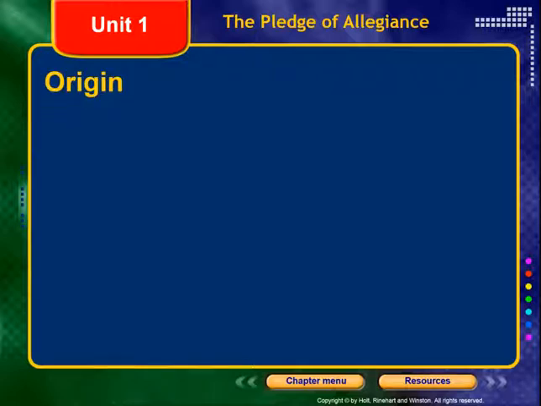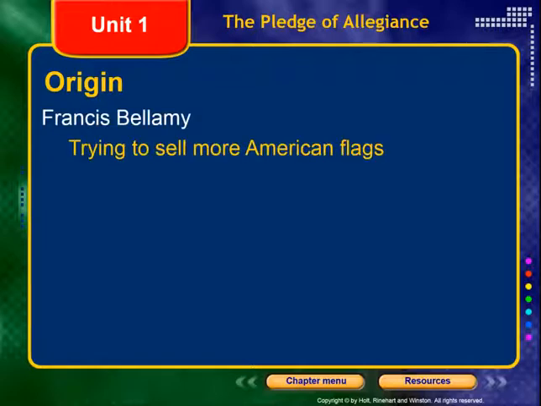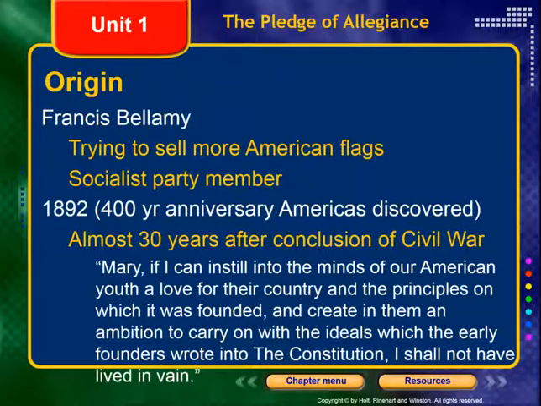Now let's transition into the pledge itself. The pledge was written by a man named Francis Bellamy, and his goal in all this was to sell more American flags. He was a Socialist Party member, and the reason I want to include that is, as you will see in this quote right here, he wanted to raise the level of patriotism around the country.